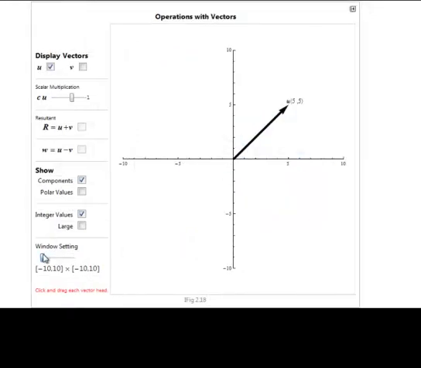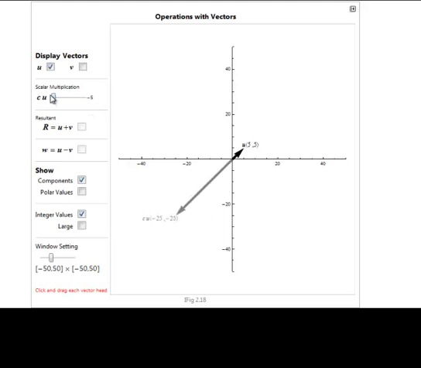In this figure, we may need to adjust the window setting to see all of the vectors. We see scalar multiplication with positive values and with negative values. We cannot get a resultant vector without using 2 vectors.